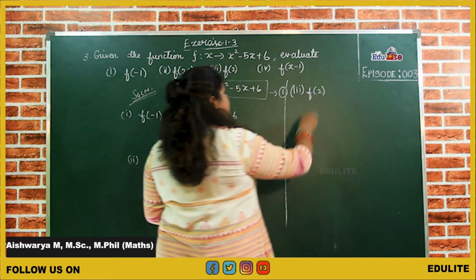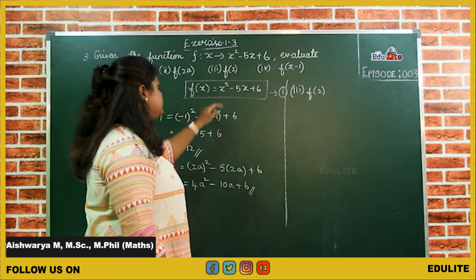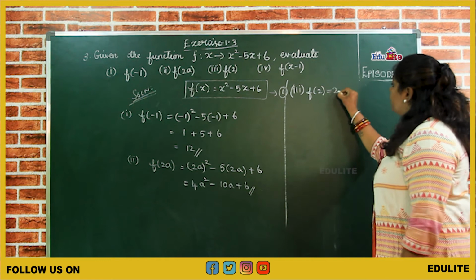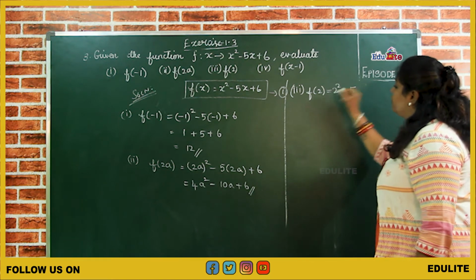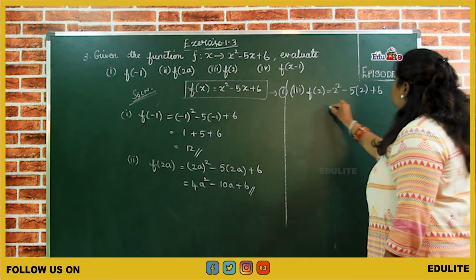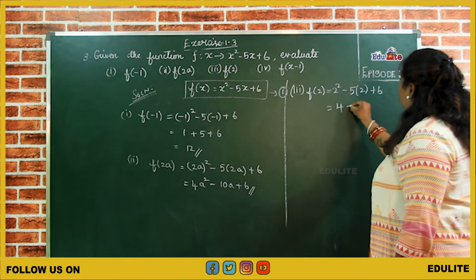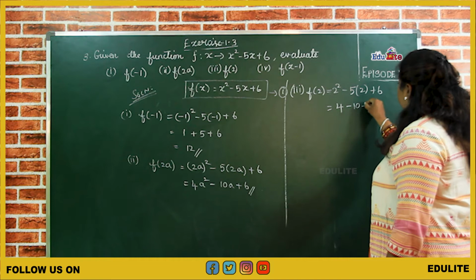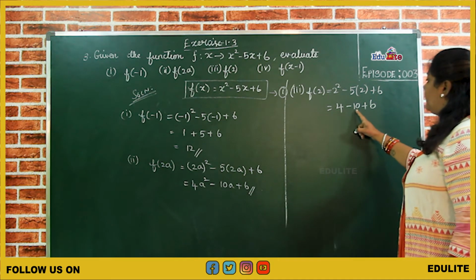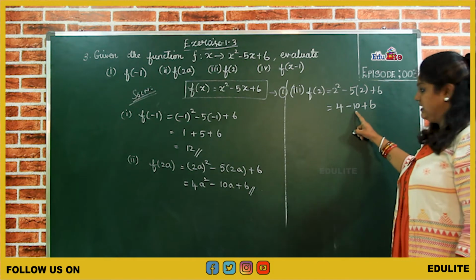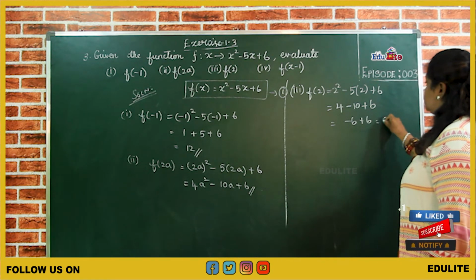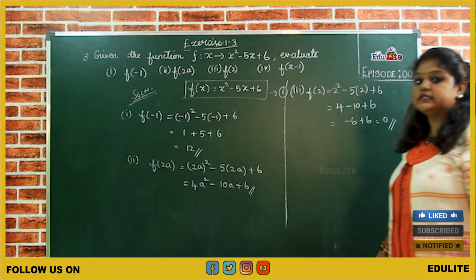f of 2 means we have to substitute x value equal to 2. So, here if we substitute 2, it will become 2 square minus 5 into, in place of x we have to substitute 2, plus 6. So, 2 square is 4, minus 5 2s are 10, plus 6. So, 4 minus 10 will give us minus 6. Minus 6 plus 6 will become 0. f of 2 equals 0.